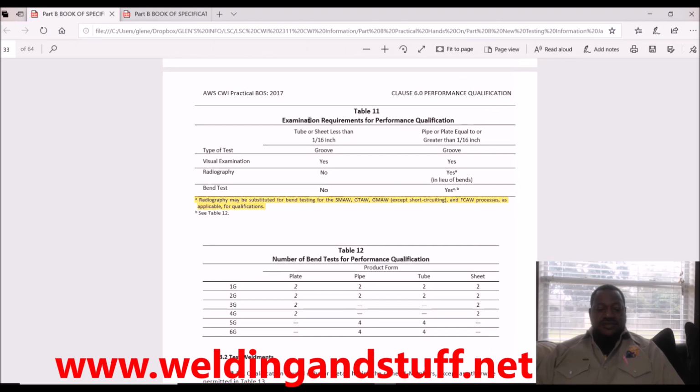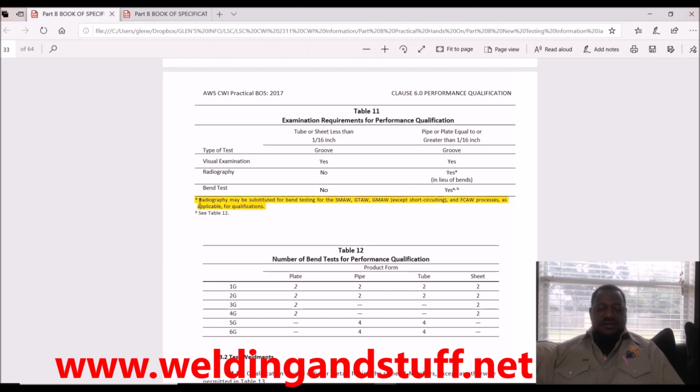So right here, it tells you the type of test. You got a groove weld, visual examination. Yes, everything is visually tested regardless. Radiography, no. Bend specimen, no. When you're looking for something tube or sheet less than 1/16 of an inch, then you have pipe and plate that's greater than 1/16 of an inch. So you just go across, always visual. Then radiography, yes. Remember I talked to you about note A. Always read your notes, A.